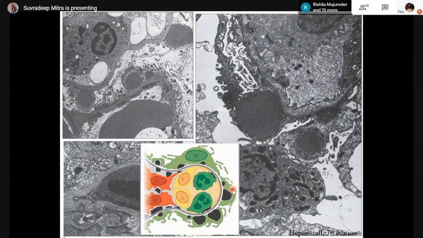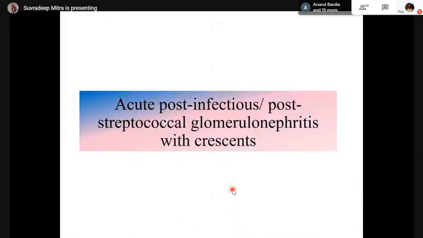So basically what we see is a diffuse proliferative glomerulonephritis pattern, because along with a C3 dominant deposit which was kind of lumpy bumpy, C3 was more than IgG, and there was subepithelial hump in electron microscopy with some scattered subendothelial deposit, with positive ASO titer, negative ANA and ANCA profile. So we can safely diagnose this case on the clinical context as acute post-infectious or post-streptococcal glomerulonephritis with crescent.